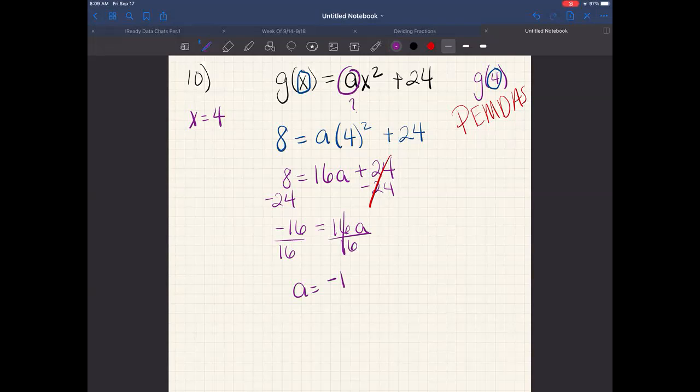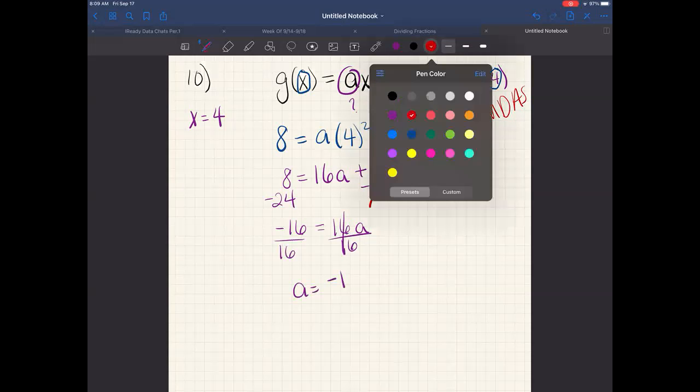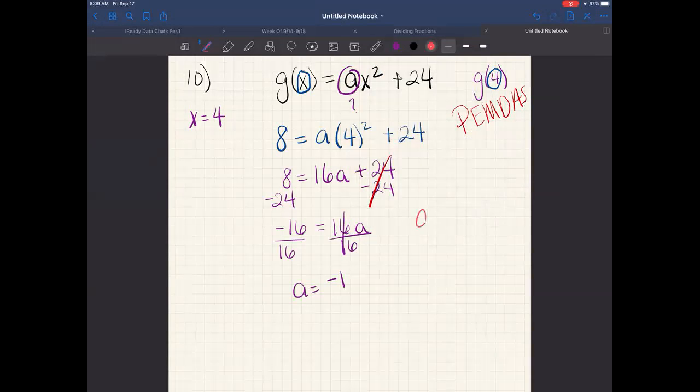Oh, I froze. Okay, I'm back. All right. Now what? We're not done, right? So now my whole goal was to find g of negative 4. That's what I'm looking for. But at least now I know what a is. So now I can go back. I go ahead and do g of negative 4 equals negative 1 times negative 4 squared plus 24.